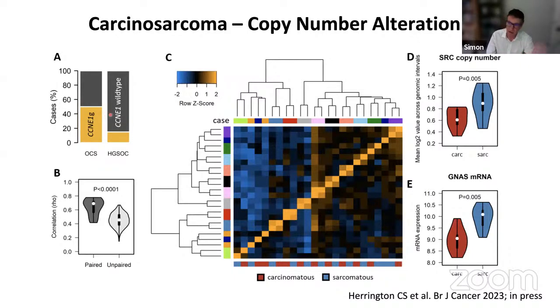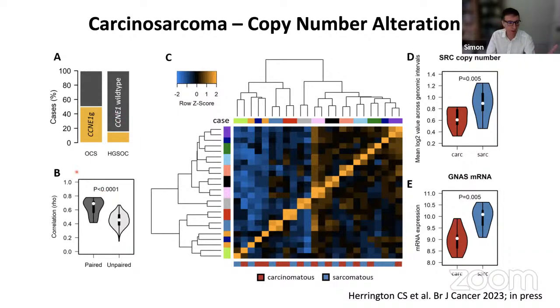Now, whether this is cause or effect, we're not sure, and we're obviously interested in pursuing this in terms of what's going on here. Is it that cyclin E amplified high-grade serous carcinomas are more likely to develop into carcinosarcomas, and that is part of their aggressive behavior? And if so, perhaps cyclin E amplification is a molecular marker or biomarker that can be used to develop therapeutic interventions.